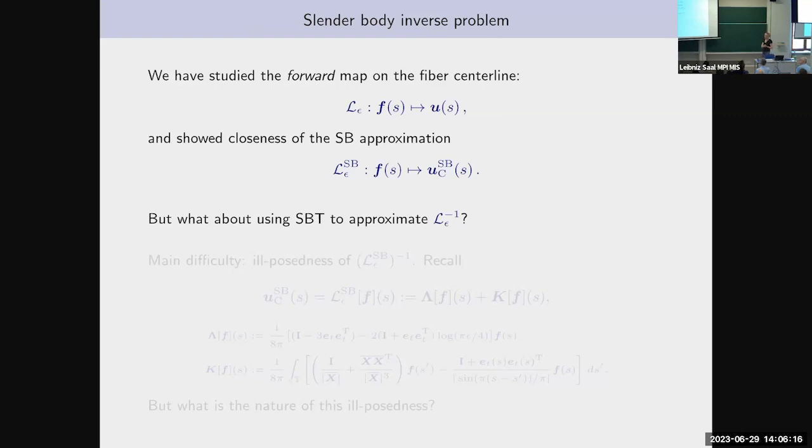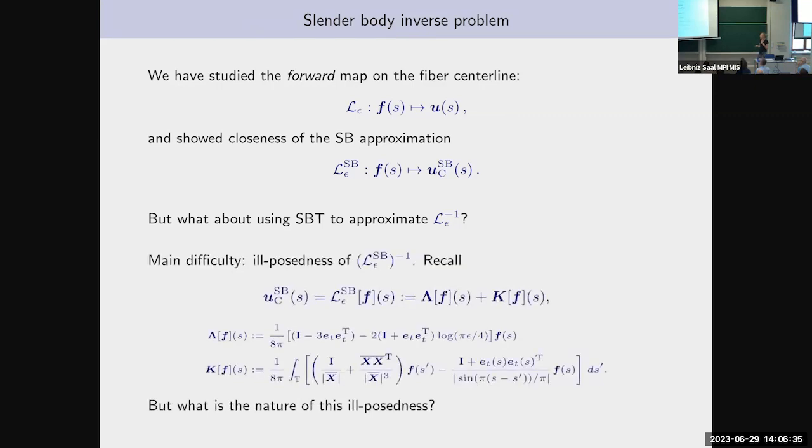So we just happen to be giving it a boundary velocity that's independent of the angle over the cross section, right? So there's kind of no difficulties there. Really, the main difficulty in answering this question is that slender body theory actually turns out to not be very well behaved for this question, right?